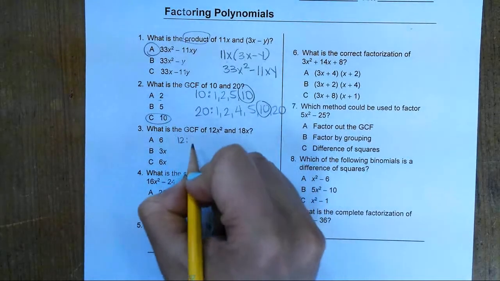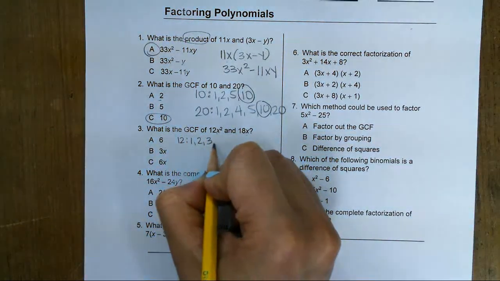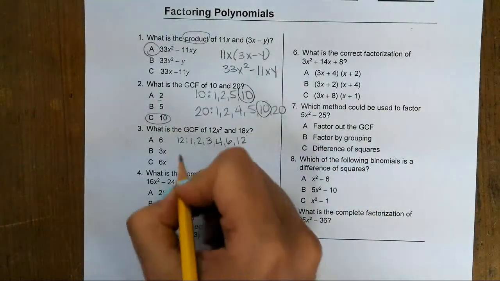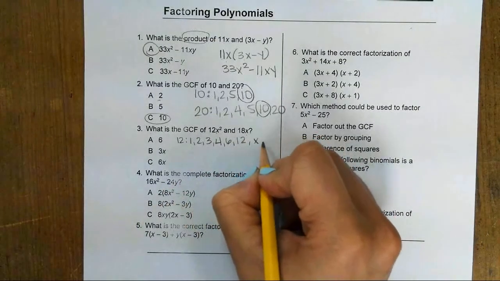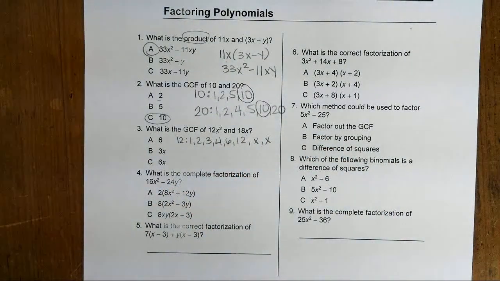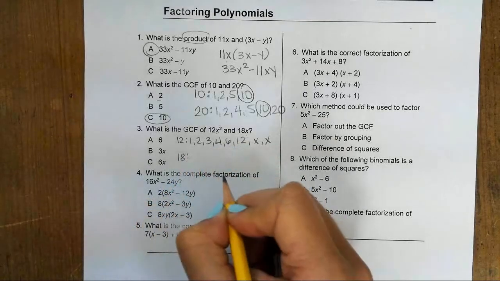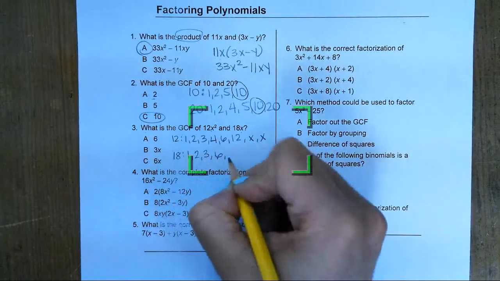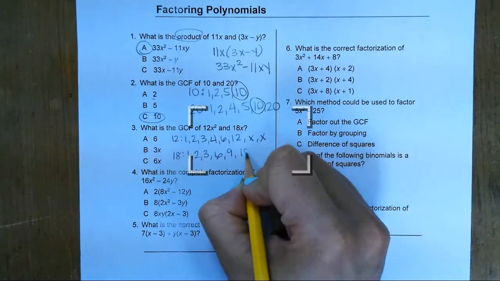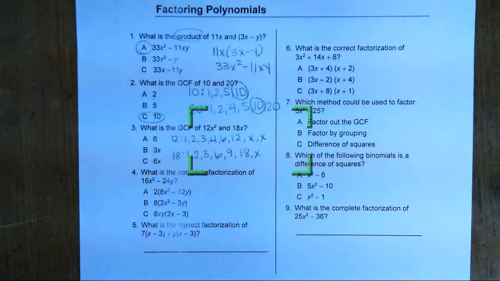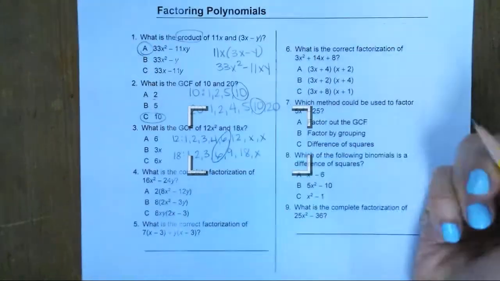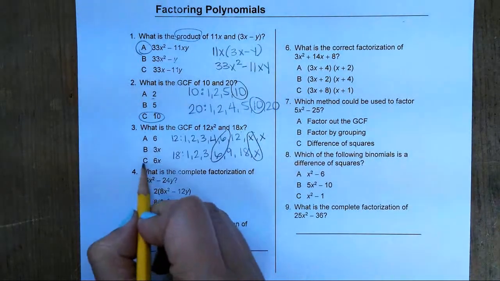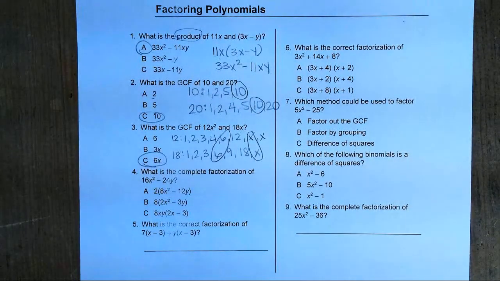Okay? Now, when doing this with variables, you're technically still doing the exact same thing. So with 12, we've got 1, 2, 3, 4, 6, and 12, and then x squared is x times x. Now 18, we're going to do the same thing. We've got 1, 2, 3, 6, 9, 18, and then we've got that x. So we've got a 6 in common, and we also have 1 x in common. So our GCF is 6x.